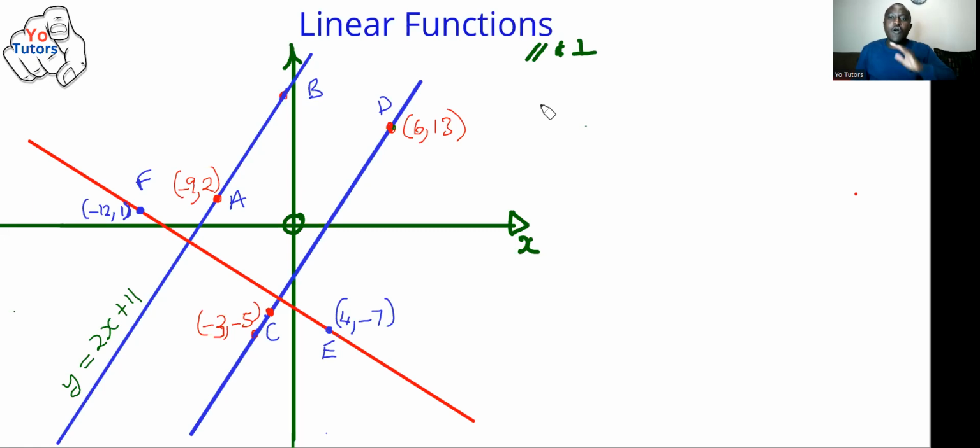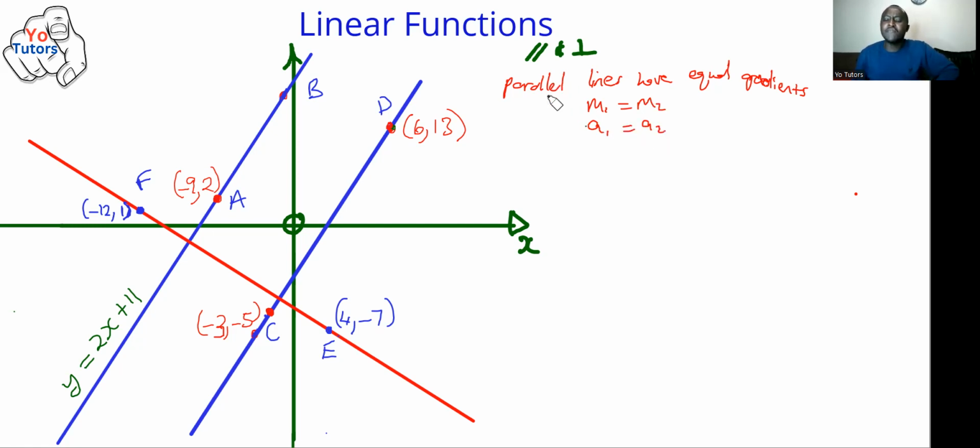Now let's talk about parallel lines and perpendicular lines. When we talk of parallel lines, they have the same gradient. So parallel lines have equal gradients. So we can just say M1 is equal to M2 for the gradient, or A1 is equal to A2. But what about perpendicular lines? Perpendicular lines, when you multiply the gradients, you get -1.